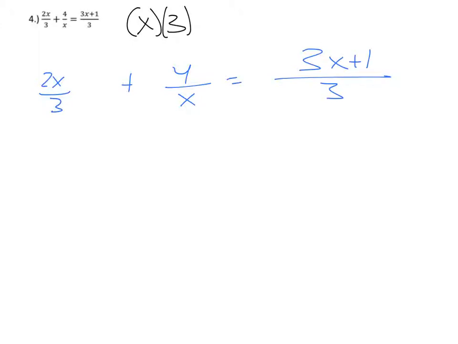So we have our least common denominator there, we're going to multiply everything by. So x times 3 on each of these.